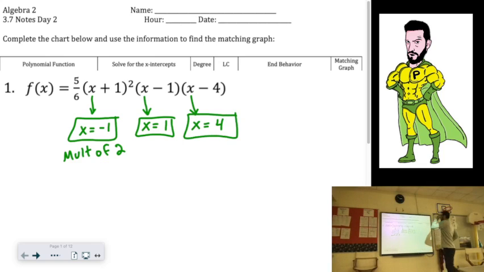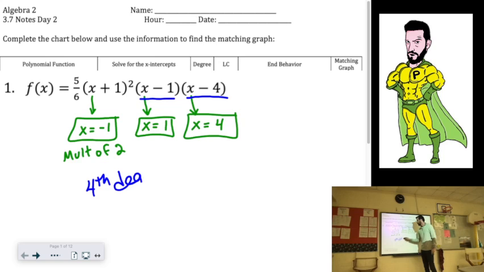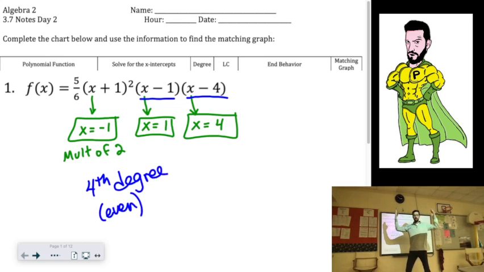All right, so the degree, if you look, this has a multiplicity of 2, so that would be the second degree. Here's another 0, so that would be the third degree, and then another 0 would be the fourth degree. So we'll say fourth degree, and that means it's an even function. Now remember, even functions start and end in the same direction.